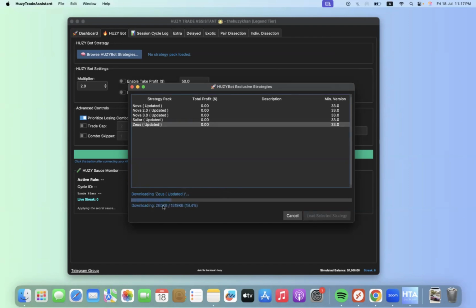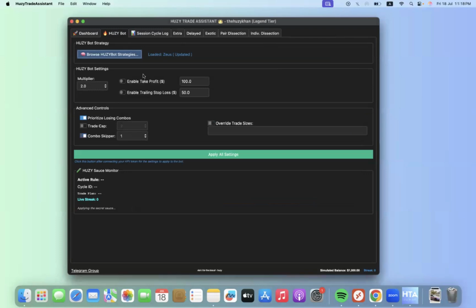Let's wait for it to download. Okay, our strategy pack has been downloaded, and as you can see right now, all the settings which were supposed to be applied have been applied. The multiplier settings, the prioritize losing combos, the combo skippers, we're gonna get to that because this is going to determine your risk. This is gonna make you the driver of this beautiful car, so that you can ensure that your risk remains low and you remain consistently profitable.